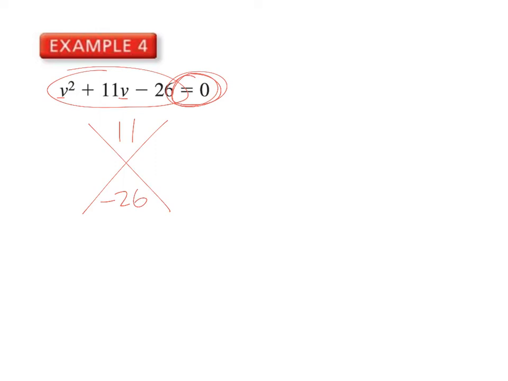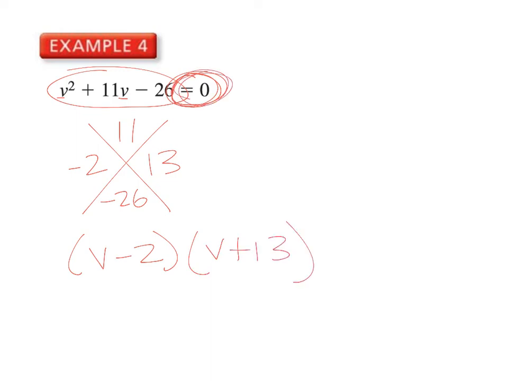The two numbers that work are negative 2 and 13. So I factor v minus 2 times v plus 13, and now I still have this equals 0 here. So what do you do now? Since it's the equation, you're solving. Now what I do is I set each factor, like you did in the previous chapter, equal to 0.